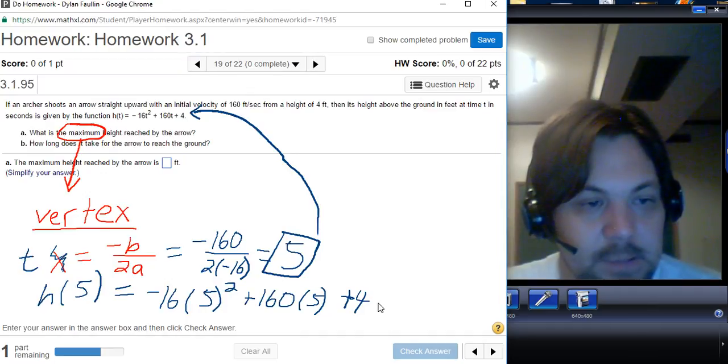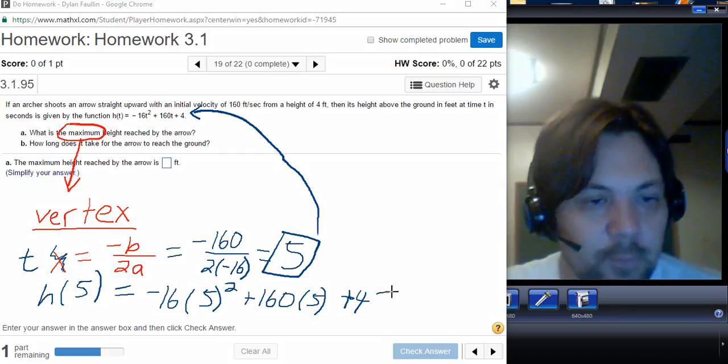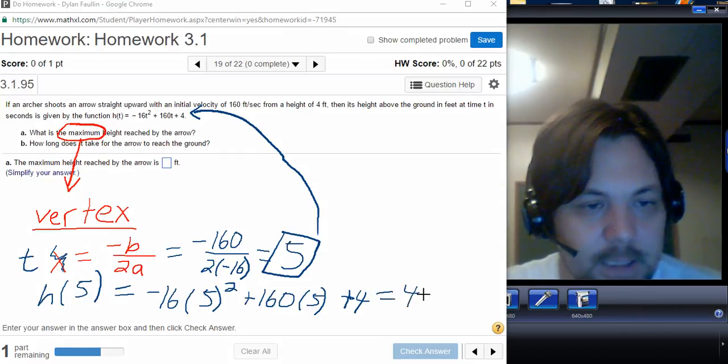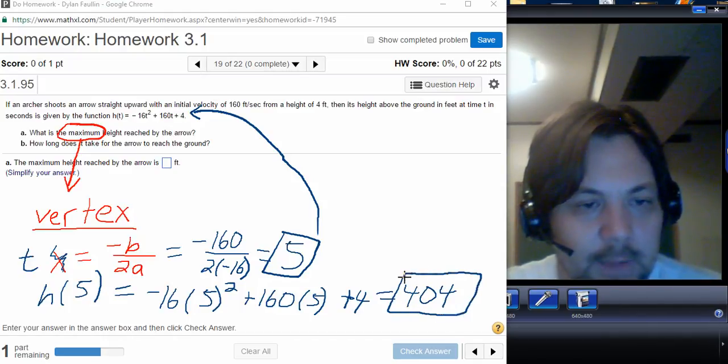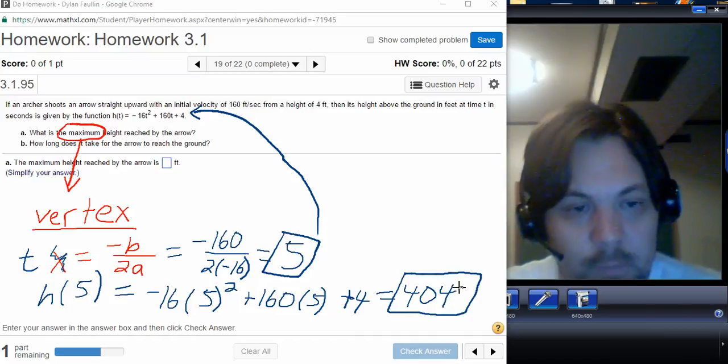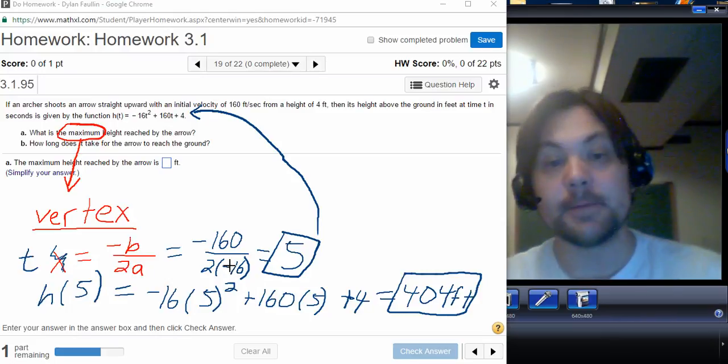That is the maximum height reached by the arrow. The arrow will reach a height of 404 feet after 5 seconds, and that will be the highest height that it reaches. It won't go any higher than that. From that point onward, it will start its descent back to the ground. So that's part A, so 404 feet.